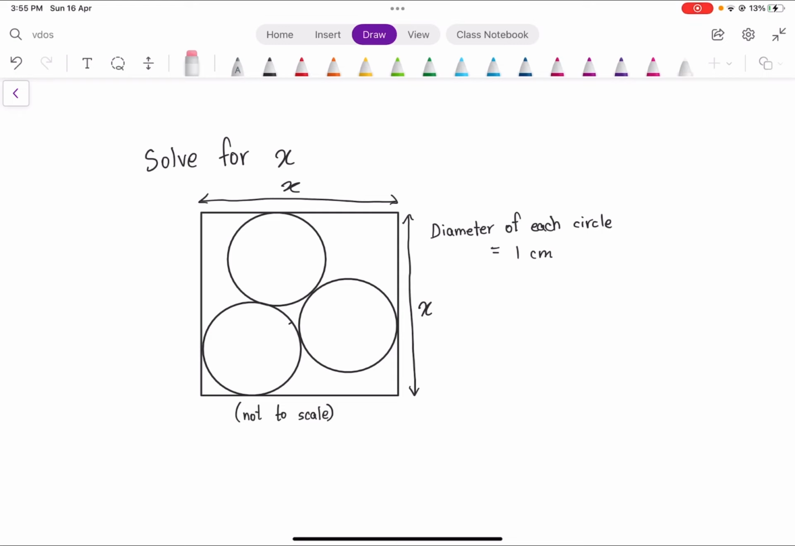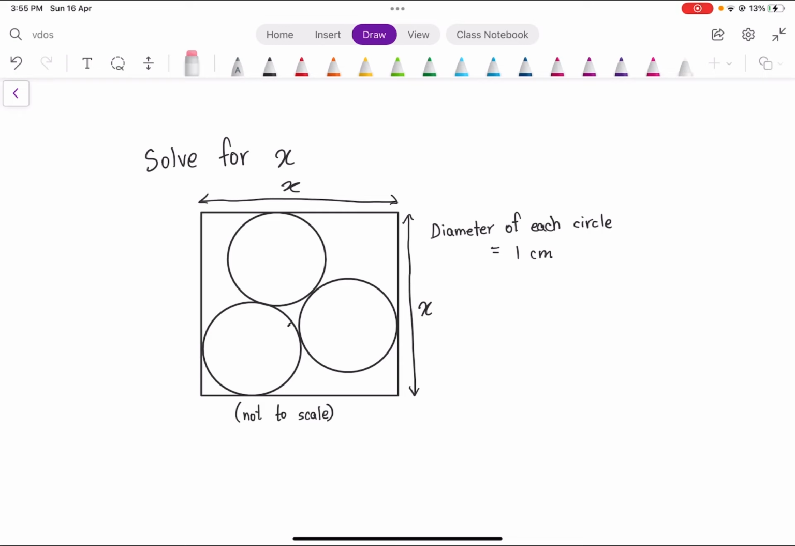Over here we are given a square with 3 circles inside of it. The only thing we know is that the diameter of each circle is 1 centimeter, and this goes for each circle. We are told to find the side length, or x, in this figure. So how do we do that? Well, that's what we're going to be doing today.